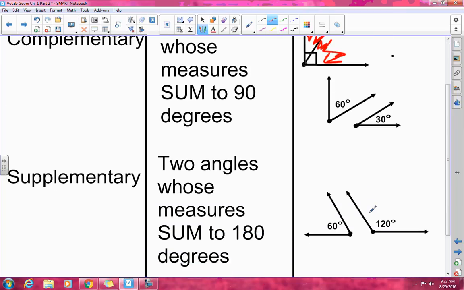Similarly, we have supplementary angles, and those are two angles whose measures sum to 180 degrees. So again, 60 degrees, 120 degrees, that sums to 180. So I could say these two angles are supplementary. And again, you could have adjacent angles, two angles that are right next to each other. So this angle and this angle would also be supplementary.